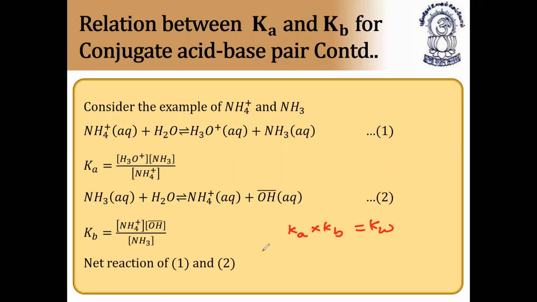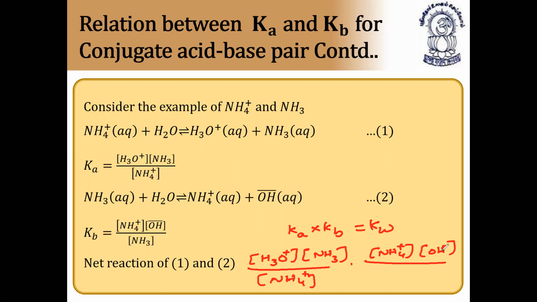So let us consider now the Ka value. What is the value of Ka? Ka is equal to concentration of H3O plus into concentration of ammonia by concentration of ammonium plus, into Kb value, which is concentration of ammonium plus into concentration of OH minus by concentration of ammonia.